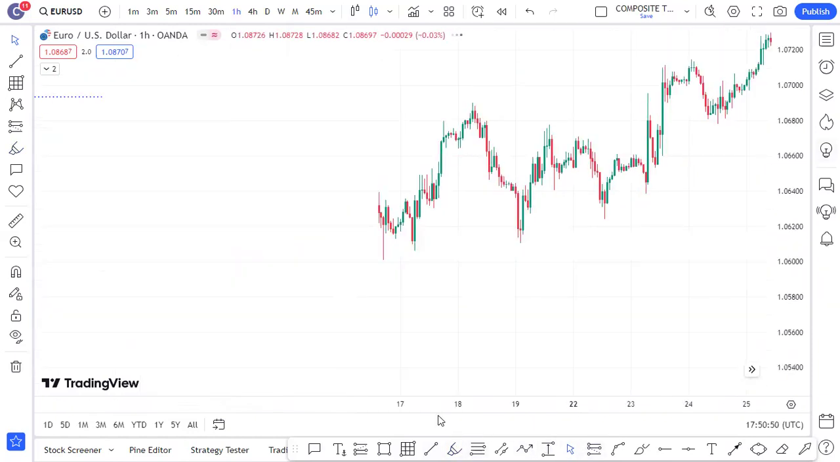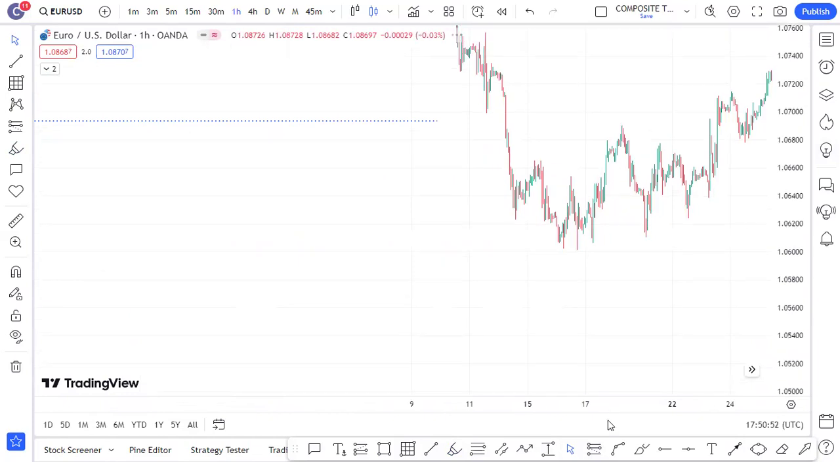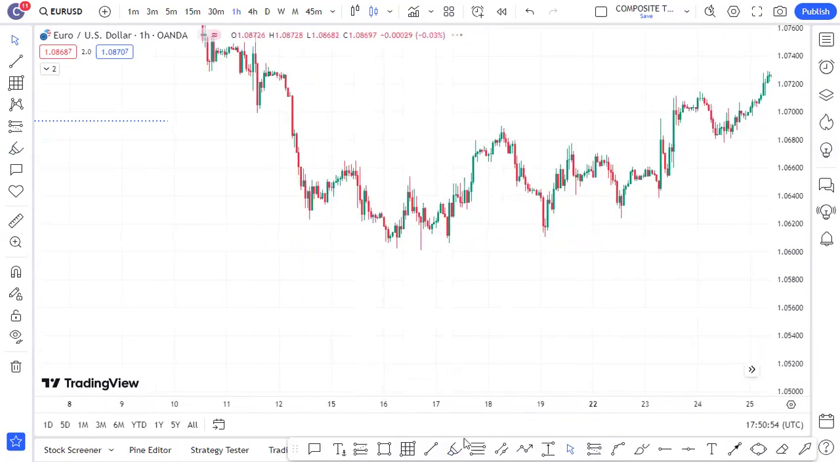Here, this was the main low. The main low is here. The main low was here. This is the main low. This is the inducement.